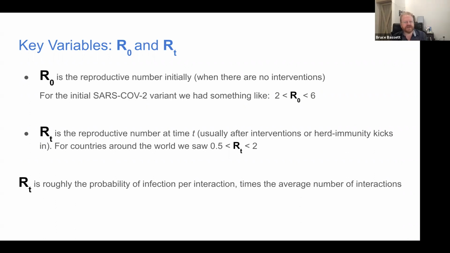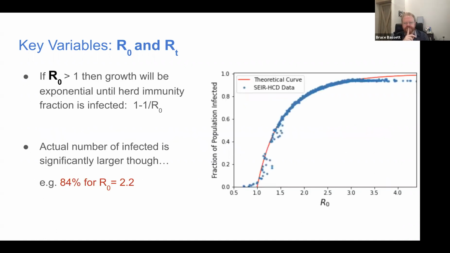So why is RT useful? Well, in the simple models that we often use, often called SEIR models or SIR models, there's a direct link between R naught or RT and the final fraction of the population that you would expect to be infected before the disease burns itself out. And you can see that relationship in this plot.